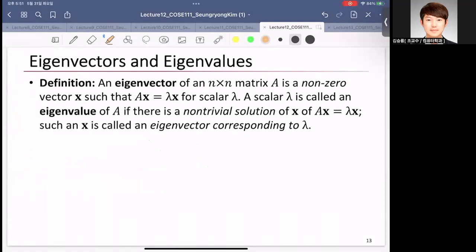Okay, all right. Let's dive into eigenvectors and eigenvalues. So here's the definition. An eigenvector of an n by n matrix A is a non-zero vector x such that Ax equals lambda x for a scalar lambda.